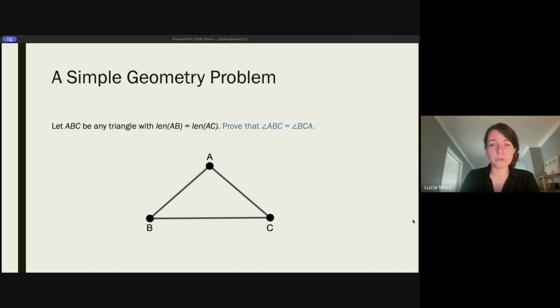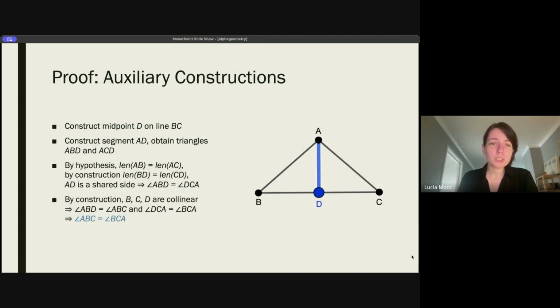So a full mathematical proof for this would look something much more like this. You start with an auxiliary construction where you construct a midpoint D on the line BC. Then from that, you can construct this segment AD, and that gives you two triangles, ABD and ACD. By hypothesis, you have that the length of AB is equal to the length of AC, and the length of BD is equal to the length of CD. And as AD is a shared side, by the axioms of Euclidean geometry, you can conclude that the angle ABD is equal to the angle DCA.